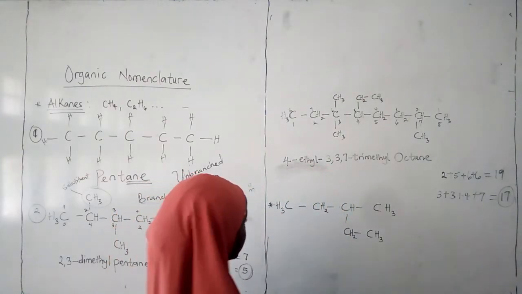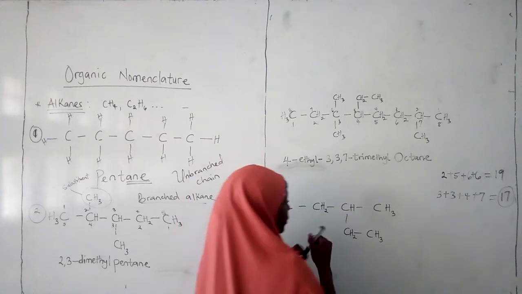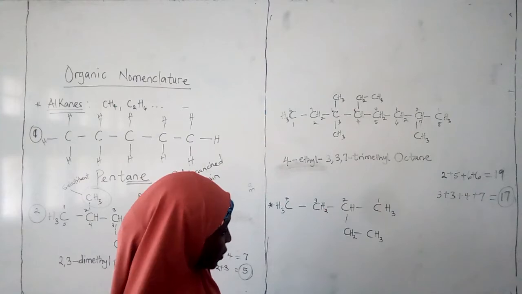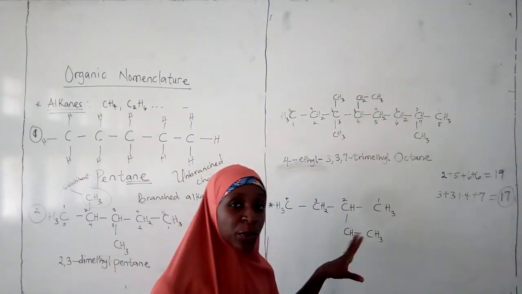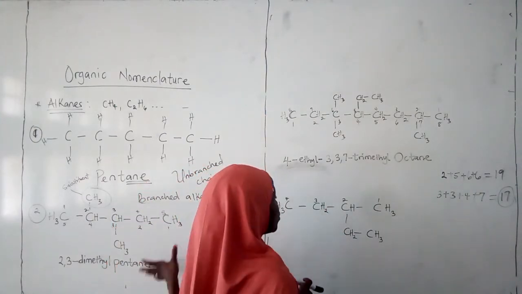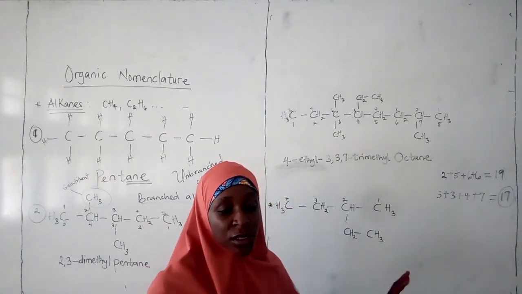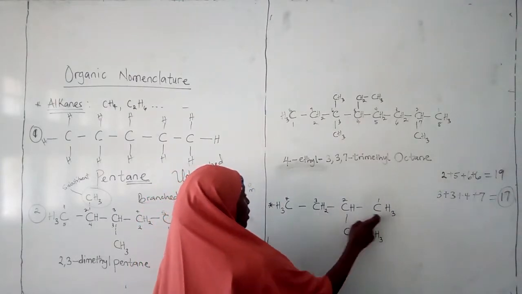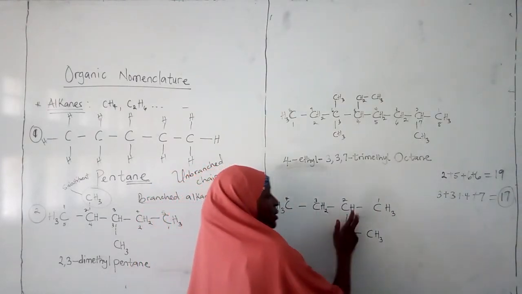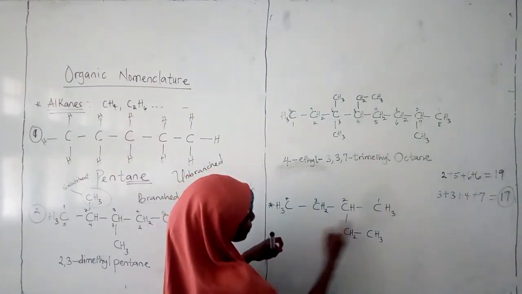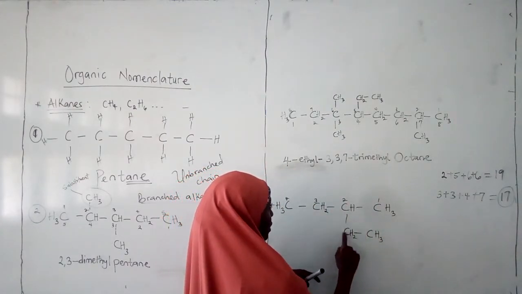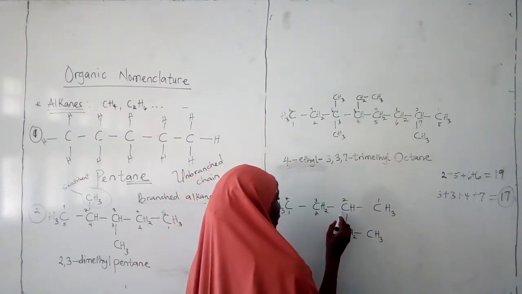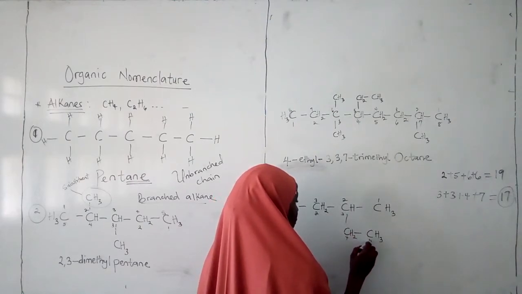Now let's count again. Let's try counting from this side. We have 1, 2, 3, 4. Now this is 4. I said we are going to try all the possible ways to see which one is going to give us the longest chain. Now this is 1, 2, 3, 4. This is 1, 2, 3, 4 also. Now let's start counting from this side. This is 1, 2, 3, 4. Now let's count from this side, and this is 1, 2, 3, 4, 5.